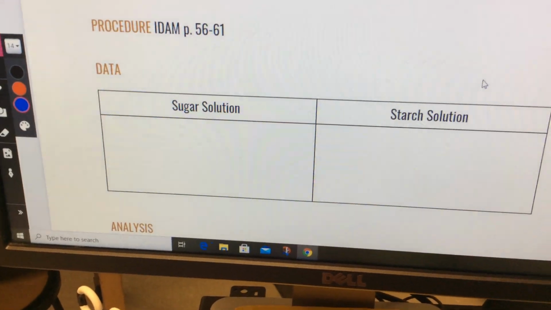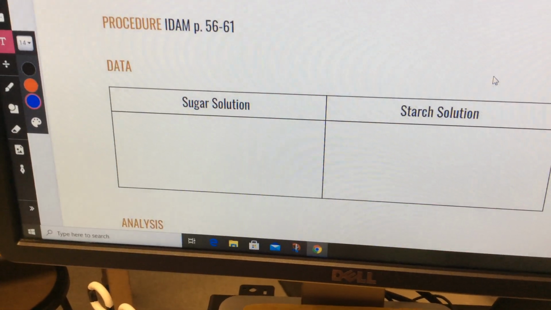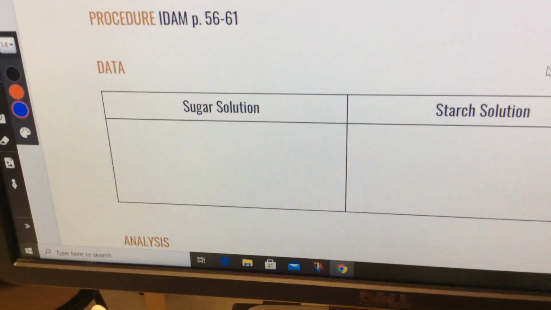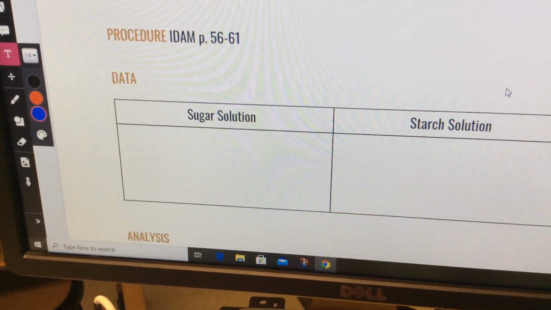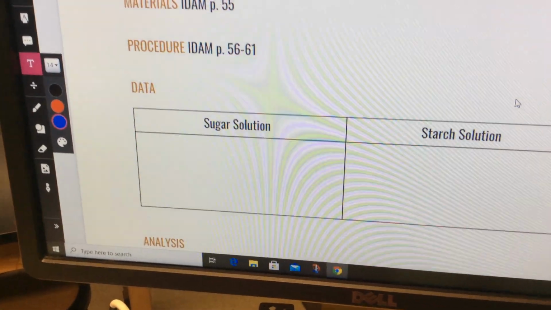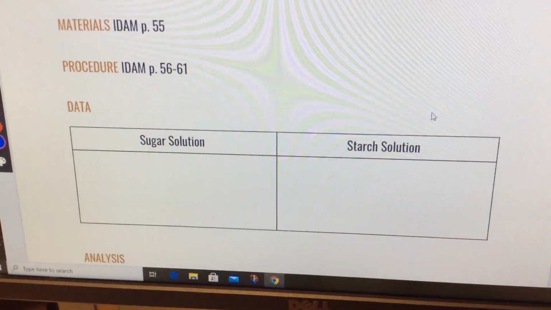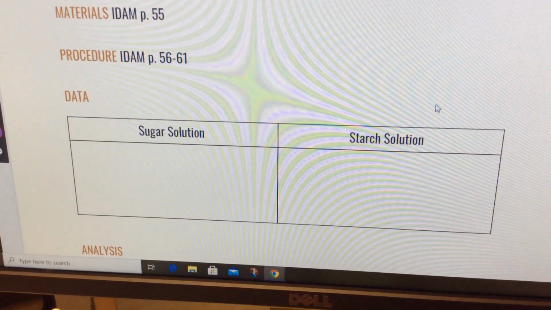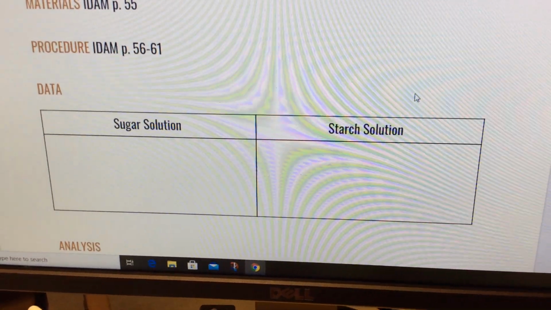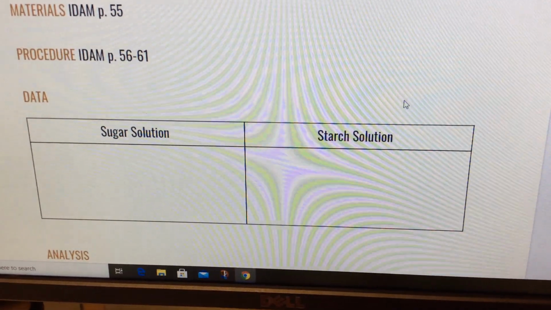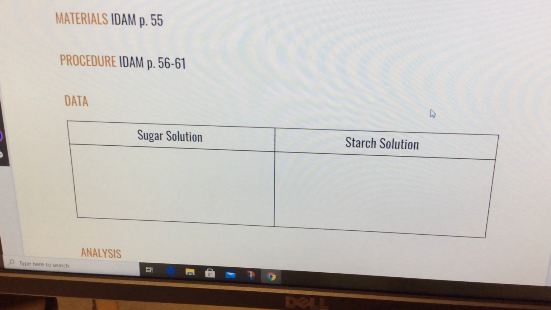Okay, now after we did our test, we found out that the test tube that had the sugar solution in it tested positive for sugar and negative for starch. The starch solution water that was outside of the membrane but in the test tube tested negative for sugar and also tested negative for starch.